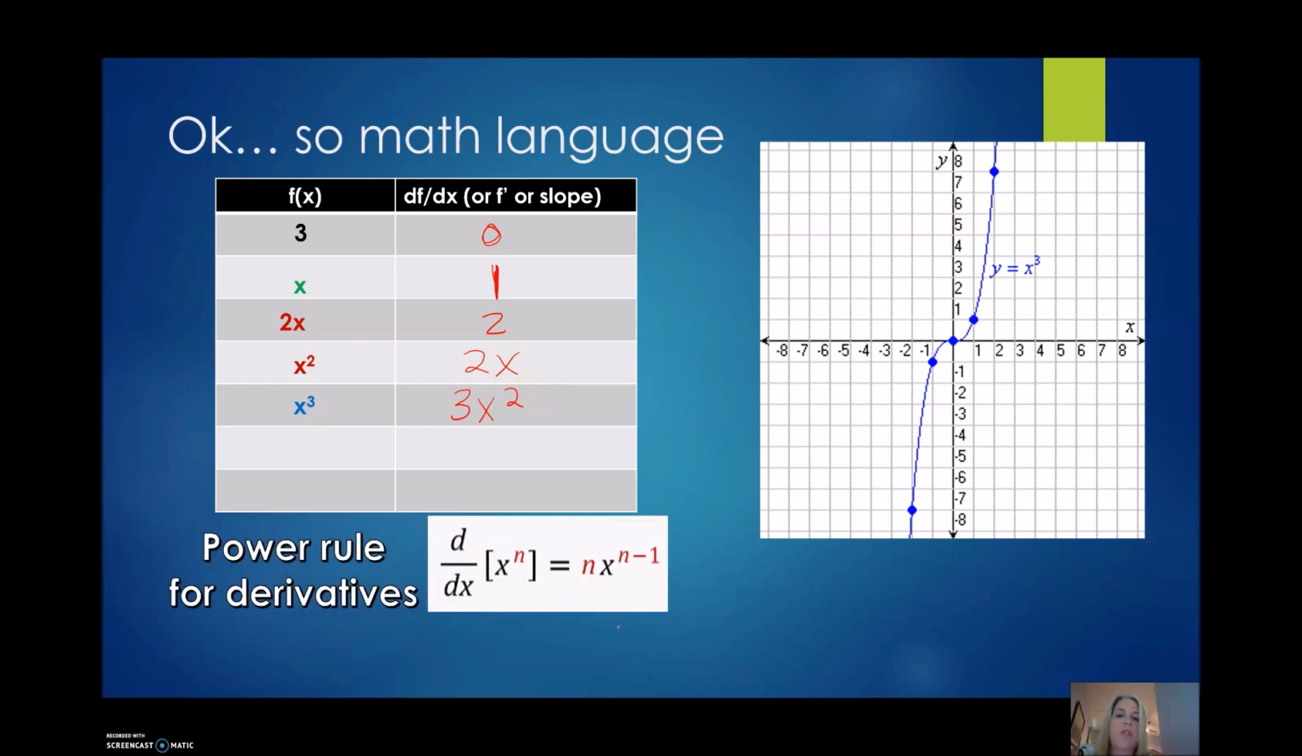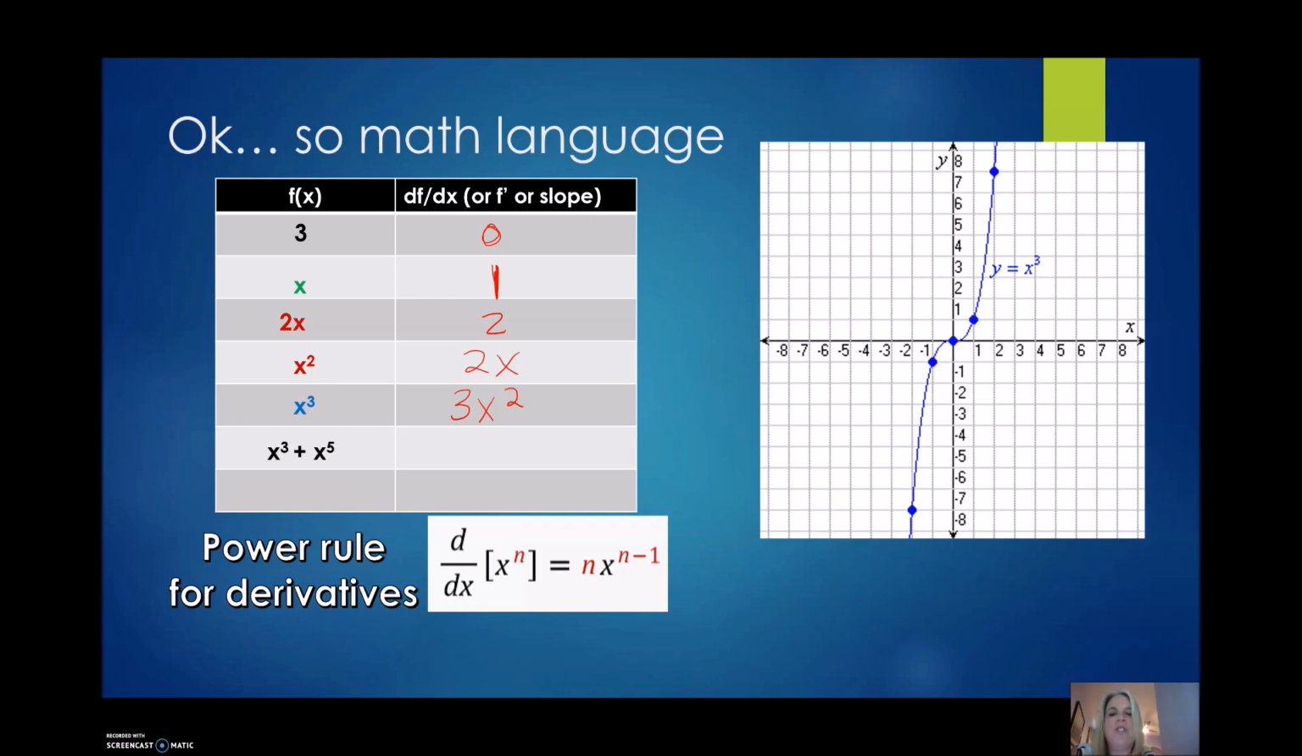Well, there's a rule. It's called the power rule for derivatives. And all that says is the derivative of x raised to a power n, you bring that power in front, and then you have x raised to the power of n minus 1. So if you notice, we took the 3 out here and we put it in front. And then we subtracted 1 from 3 and we got 2. So, power rule for derivatives, not bad.